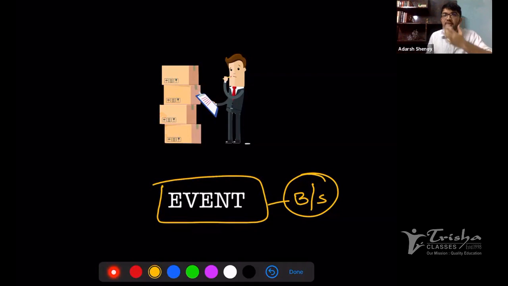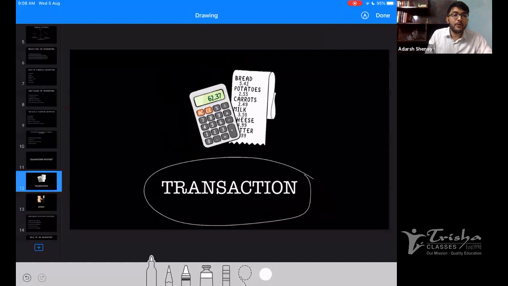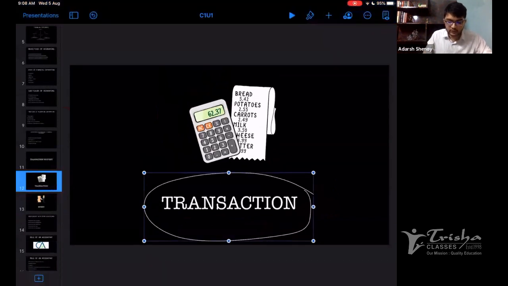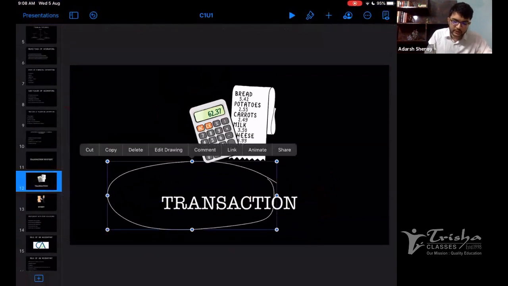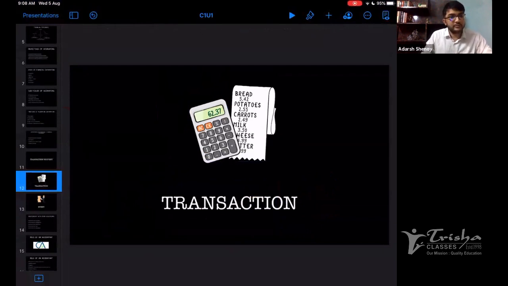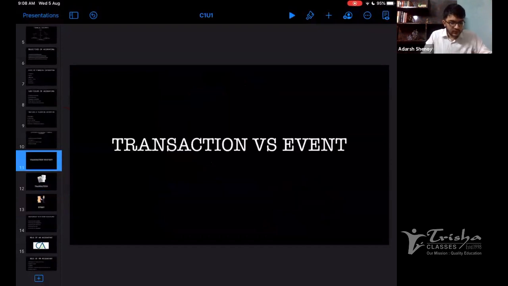Where do we record the transactions? The transactions are recorded in the profit and loss account. We don't write individual transactions, we write the total of all those transactions. For example, purchases: we write the total purchases made during the period in the profit and loss statement. So the sum of each of those transactions is written in the profit and loss statement, and the events are mentioned in the balance sheet. I hope you've understood this distinction between transactions and events.